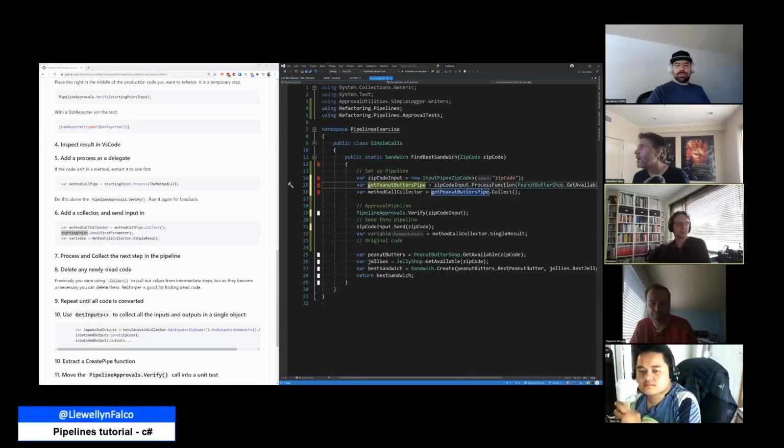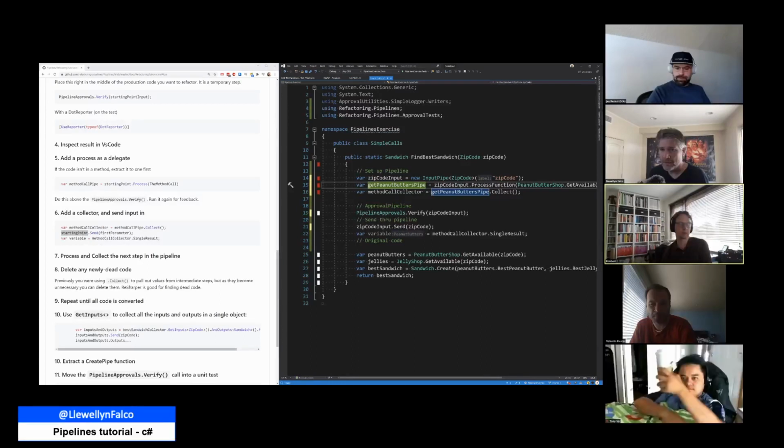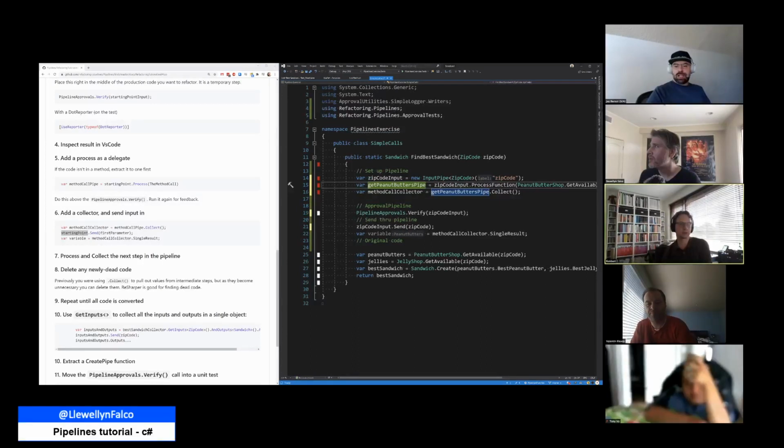So I'm a bit confused that we are doing a verify, which sounds like a test to me. Yeah. But we're doing it outside the test code. So what are we doing in this function where it seems we're doing two things? We're testing the pipeline, and then also sending input into the pipeline to execute the function.